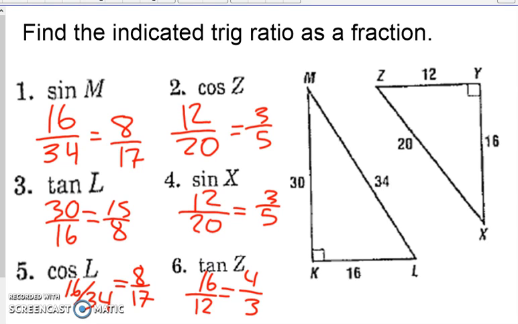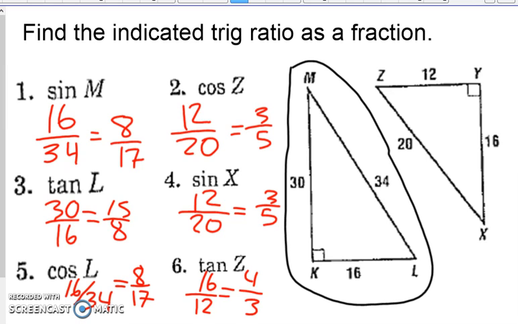Okay, those are your answers there. A couple things I want to make sure we're clear about. You can't just say, I'm talking about this triangle, what's the tangent of it? If you ask for the tangent, you need to say what angle you're taking the tangent with respect to, because it changes what's opposite and what's adjacent. So if you're talking about angle L, 30 is the opposite side. If you're talking about angle M, 16 is the opposite side.